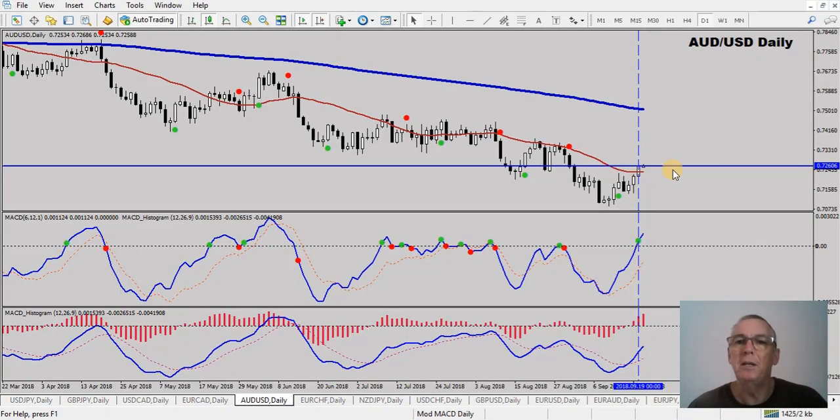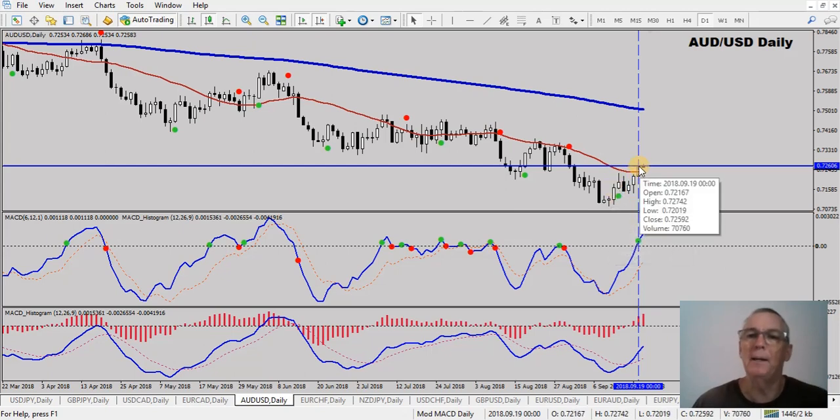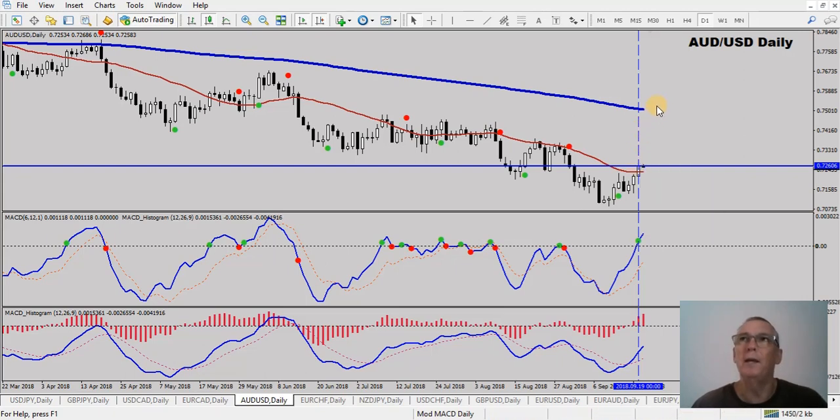Aussie USD this morning took a new buy trade, so you can see fast MACD's through, standard MACD's up, green dot and QMP closed above the 25 SMA. Slightly higher risk trade as we're trading in towards the 240 LMA. So new buy on the Aussie USD.